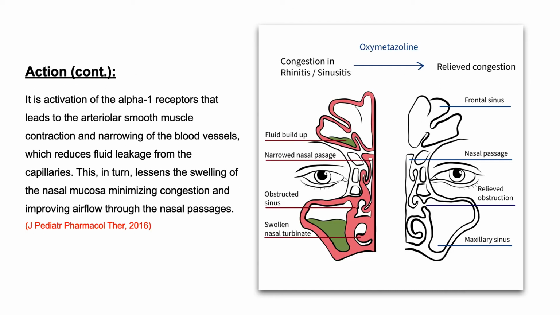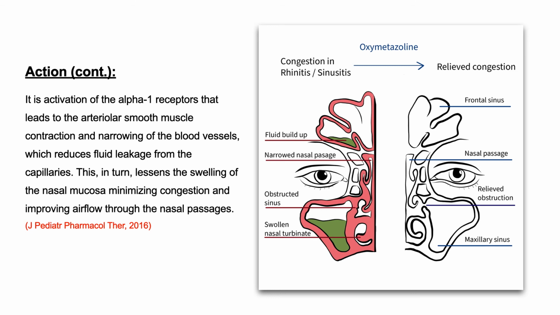Now, the alpha 1 receptor activation leads to arteriolar smooth muscle contraction and narrowing of the blood vessels, which reduces fluid leakage from the capillaries. And this is what really lessens the swelling of the nasal mucosa, which helps minimize congestion and improve flow through the nasal passages. We can see here this diagram on the left side, congestion as in rhinitis or sinusitis.